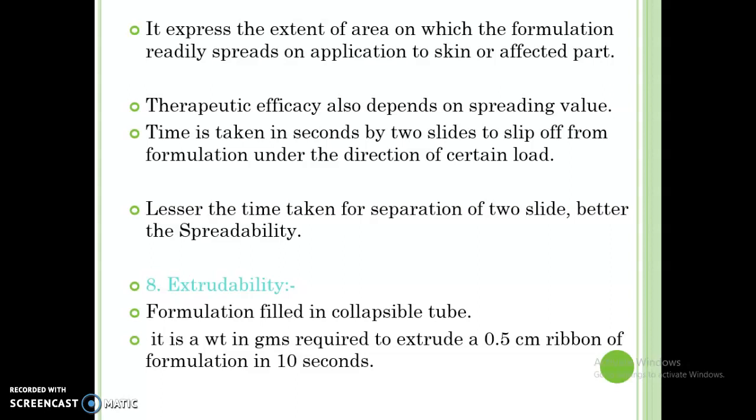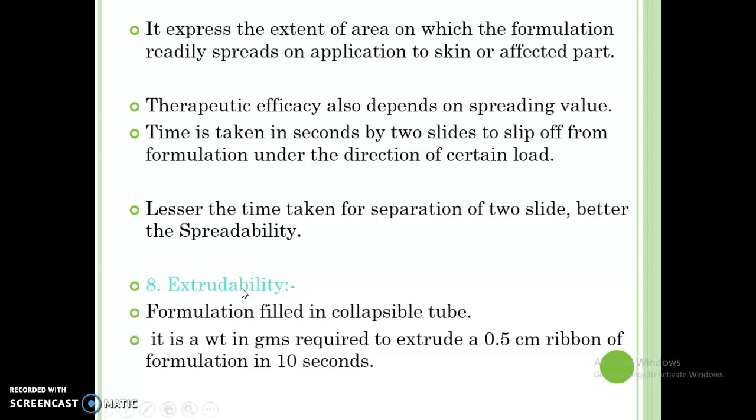So you have to attach the threads over that pulley, with a load applied to them, and then place the moving slide over the fixed slide, so that we can record the time taken to slip off from the fixed slide. That is called the spreading value or spreadability time. So the lesser the time taken for separation of the two slides, the better the spreadability.